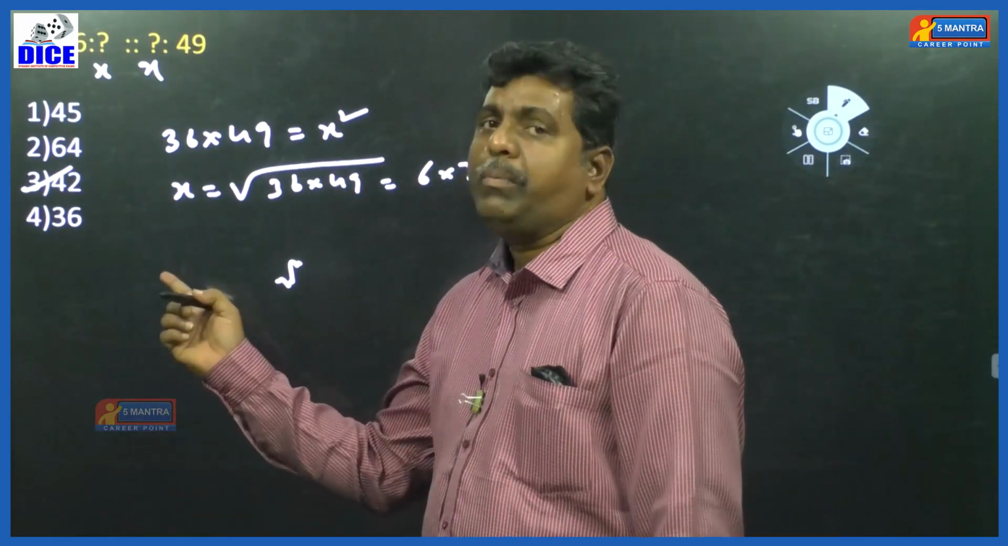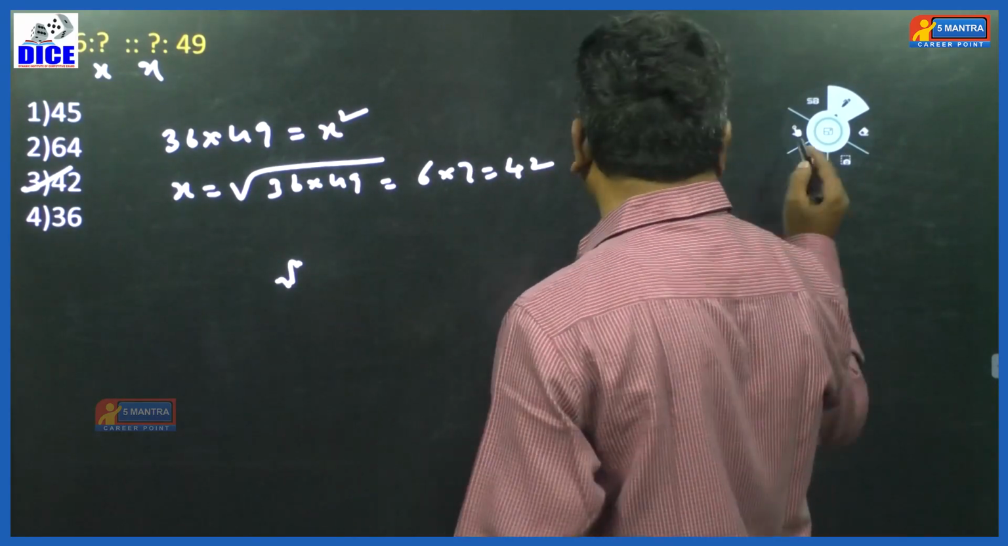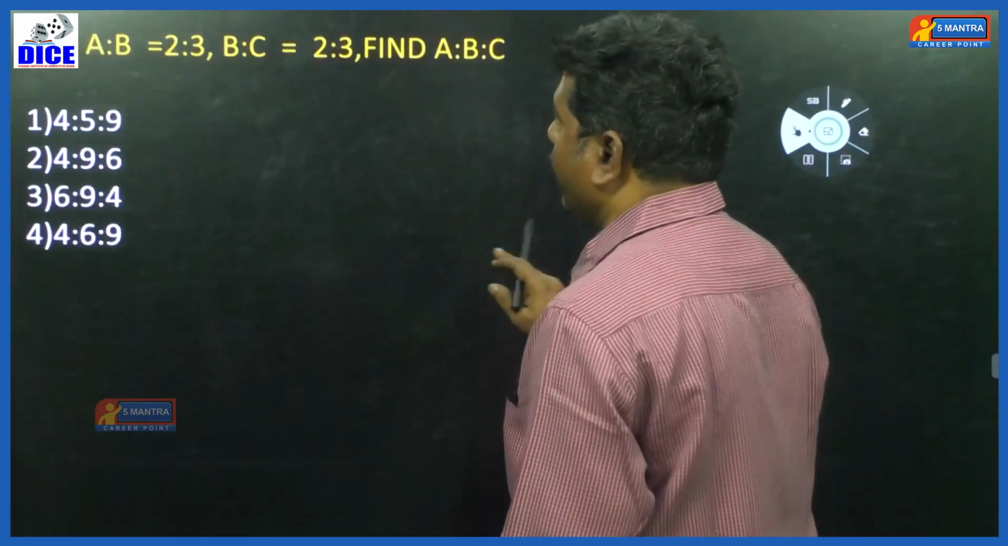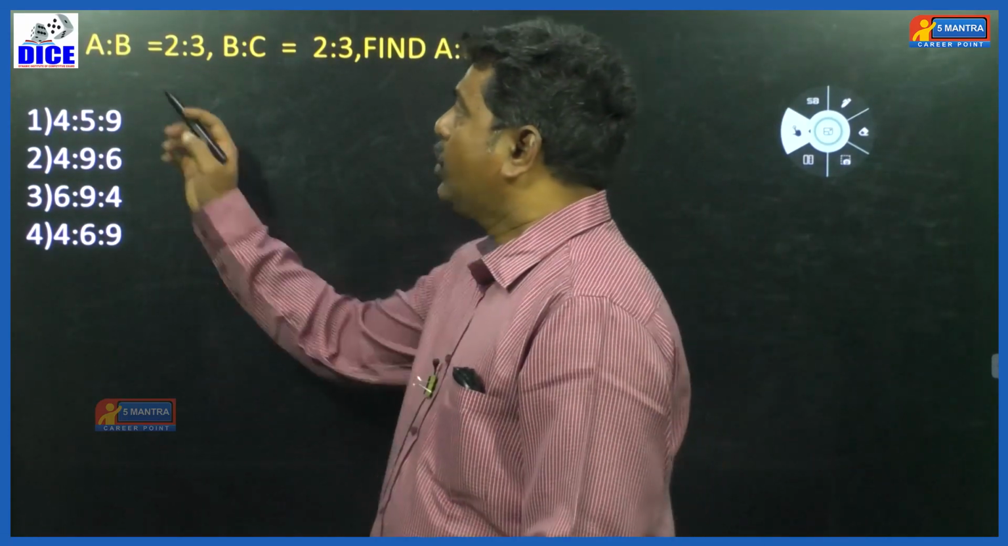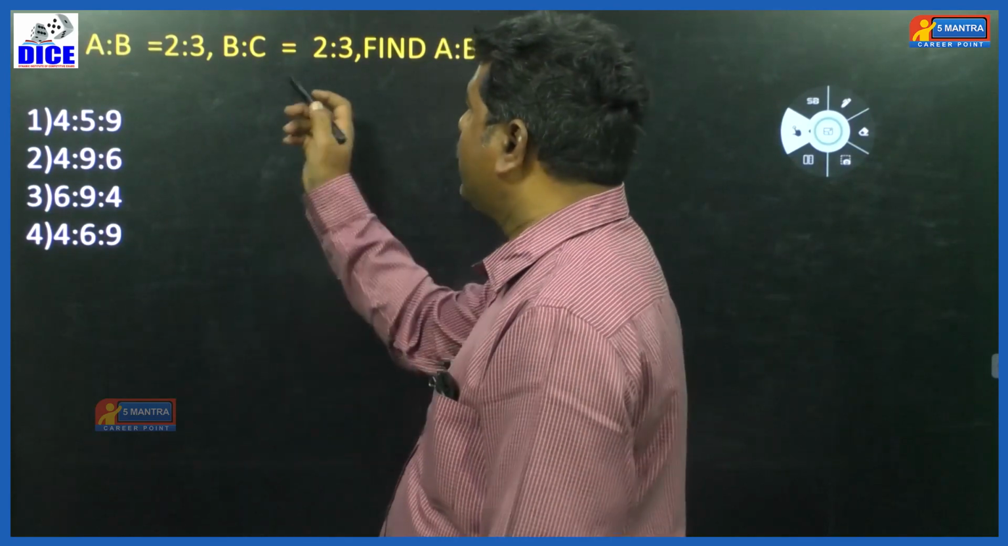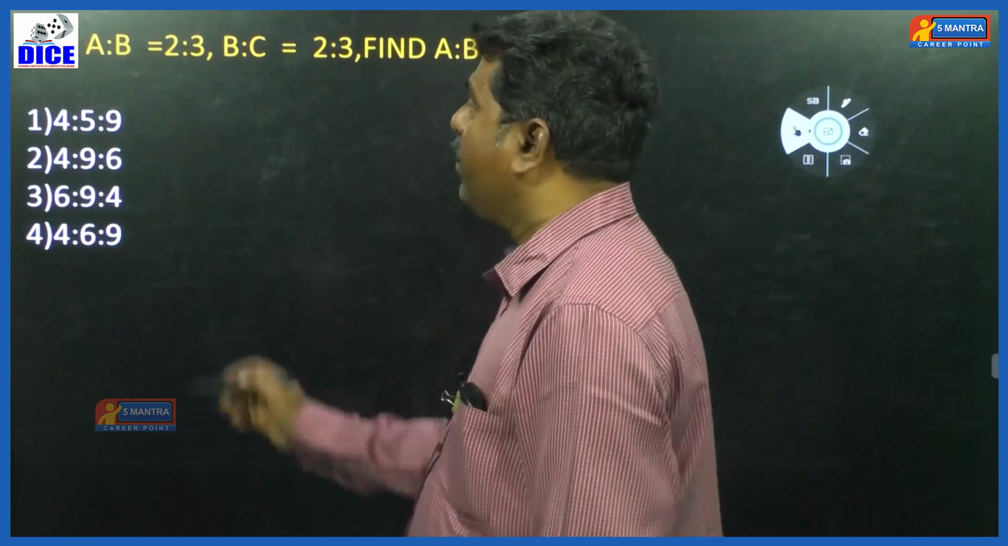So these are the models in proportion. Now we can see another model. Next new model, see here. If A is to B is equal to 2 is to 3, B is to C is equal to 2 is to 3, find A is to B is to C. So generally we can do this problem here.